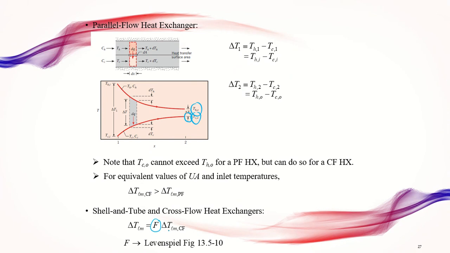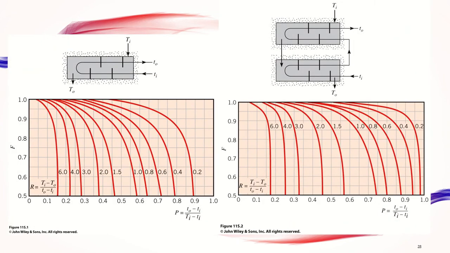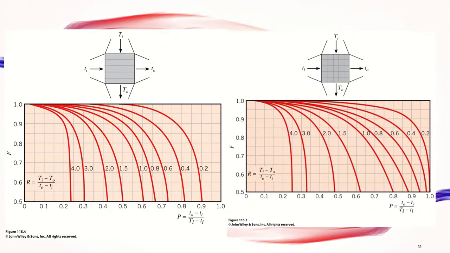And for a shell and tube cross flow heat exchanger, we are going to introduce F, where F here is actually a correction factor, and we can get the value of F from the Levenspiel figure 13.5 to 10. So this would be the correction factor F for a shell and tube heat exchanger, according to its tube passes. So this is a single shell pass and 2 tube passes. The value of F would depend on the types of shell and tubes. It is already given here.